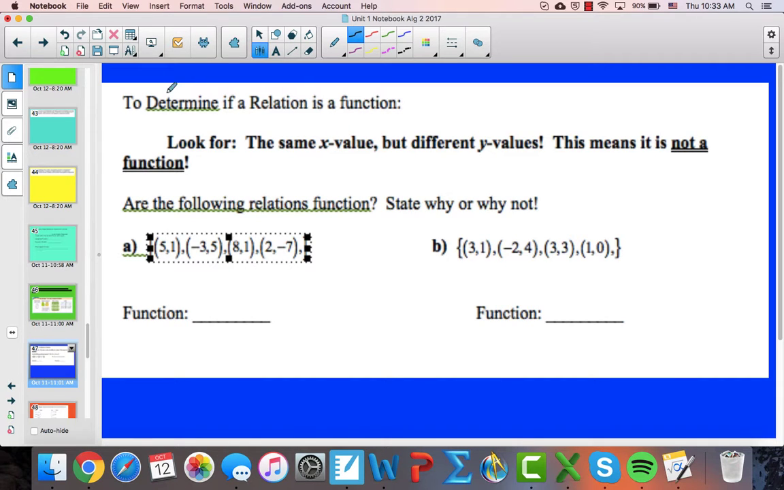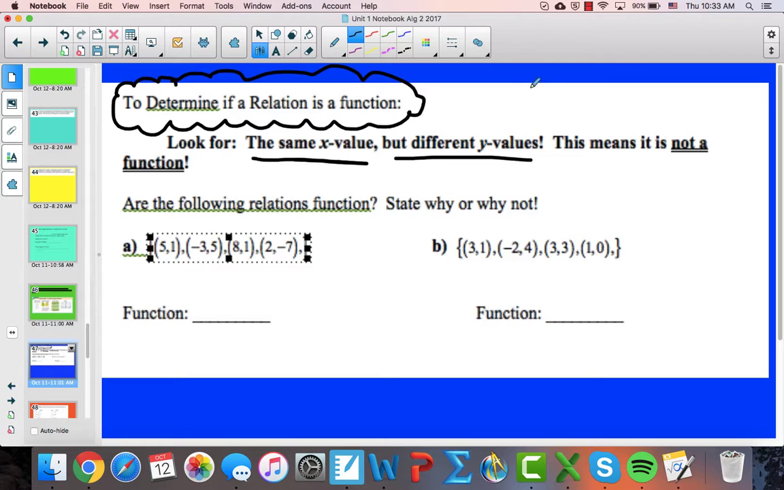Hi everyone. So today in class we looked at functions, what makes something a function. And just as a reminder, I said that the best way to determine if a relation is a function is to look at the ordered pairs or the graph and see if there's the same x value but different y values. So I look for repeated x's. Okay? Repeated x's that have different y's.